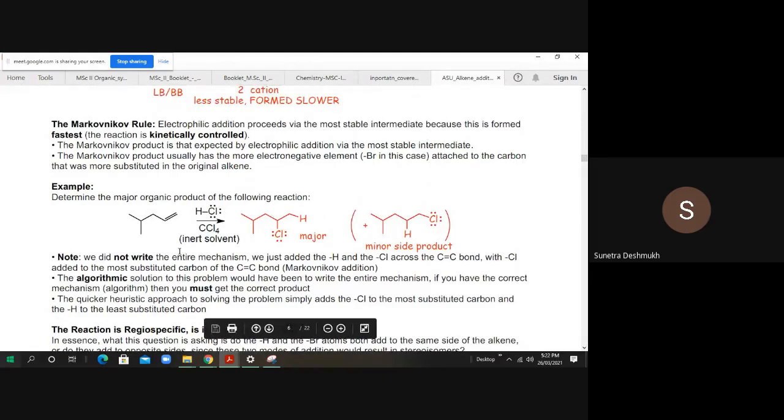Now here I have taken one more example of another kind of olefin. We will do the addition of HCl here, and show the product formation. This one is the more substituted carbon atom, so chlorine will add here and hydrogen will add at the end of the carbon-carbon double bond. So this one is the major product, and the minor product we also have to write here.